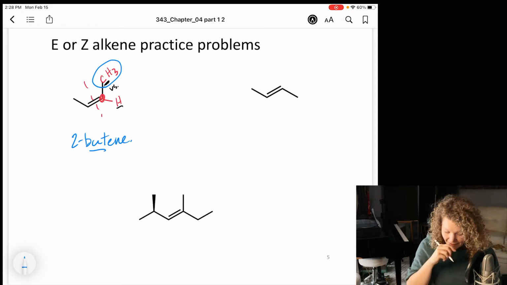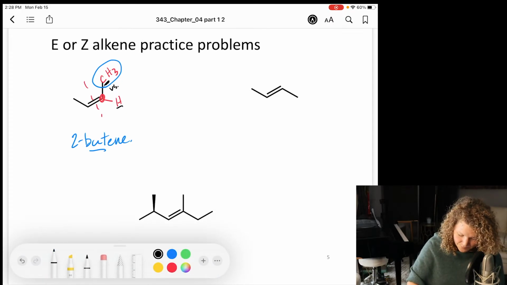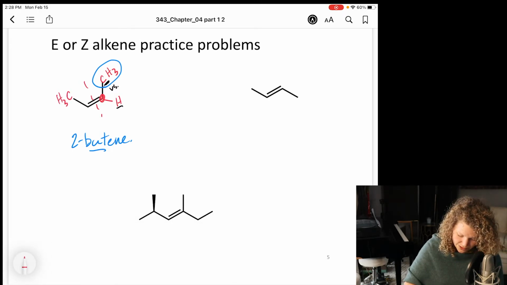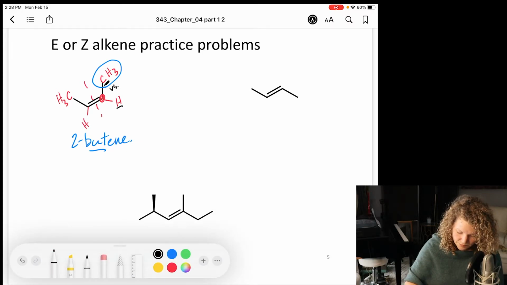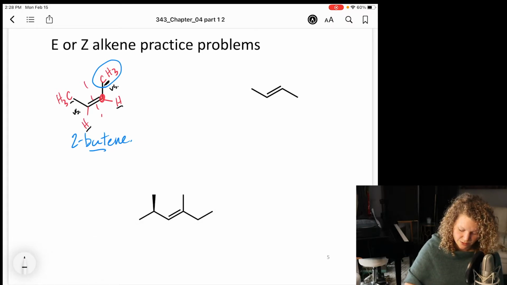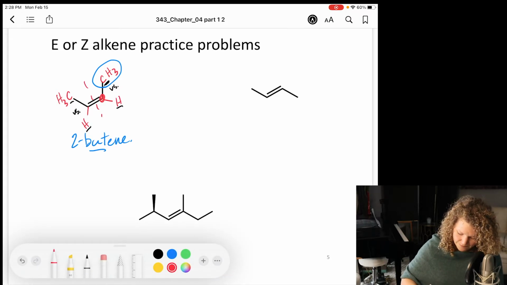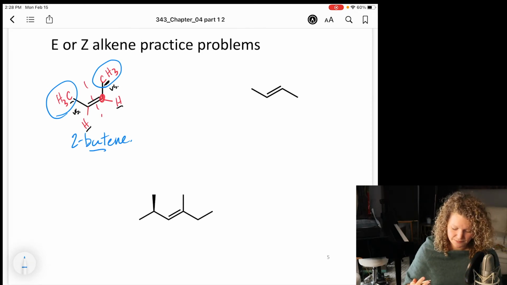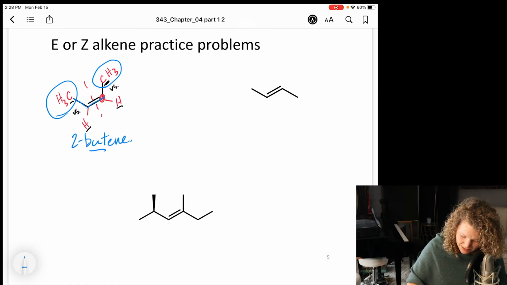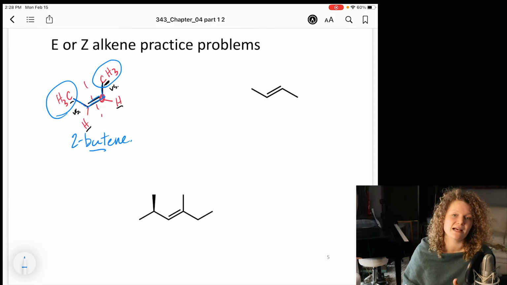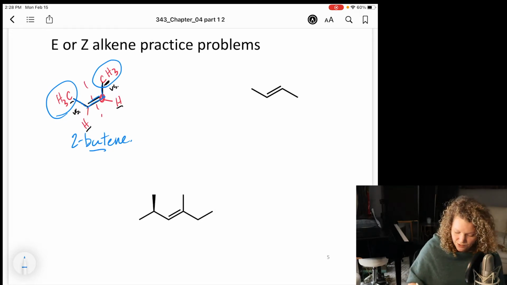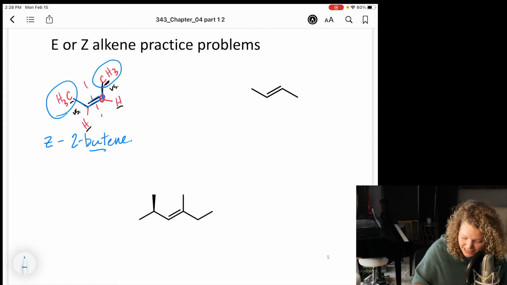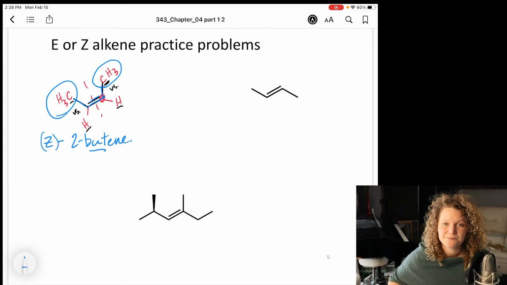So then I'm going to look on the left side. Same thing. I have a carbon versus a hydrogen. Carbon versus hydrogen. We know that carbon will win. So both of the carbon groups are on the same side. So here's our alkene. They're both on the same side of the alkene. So this would be a Z. It'd be a Z-2-butene. And that would be the way that you describe this molecule.